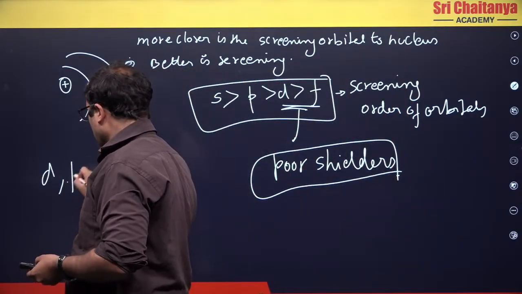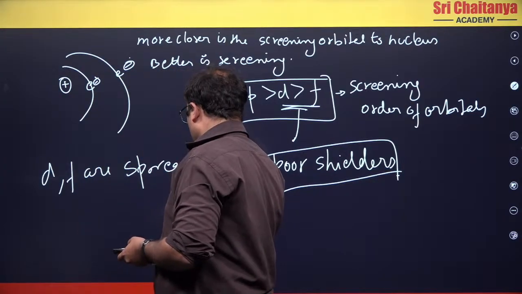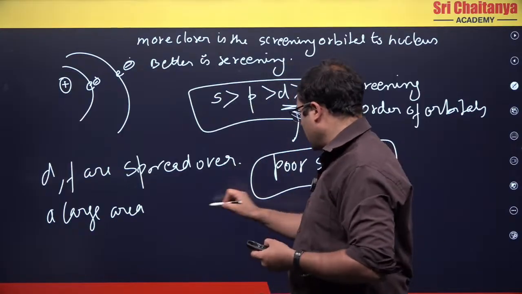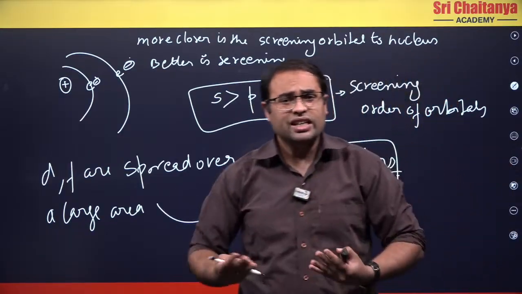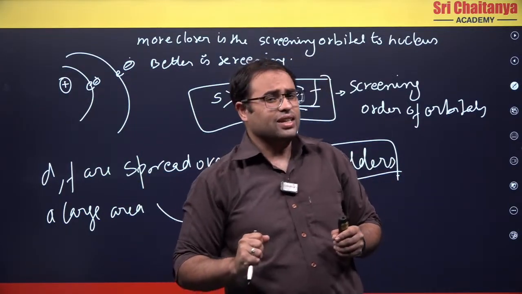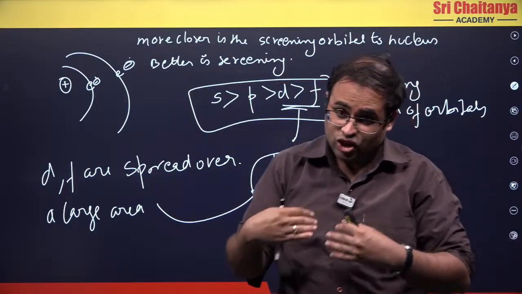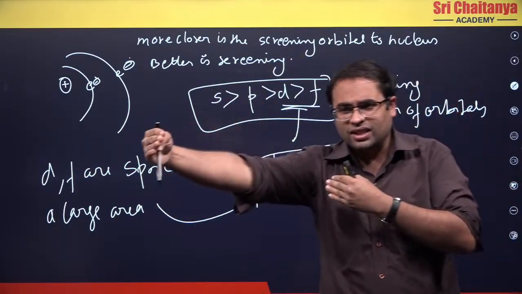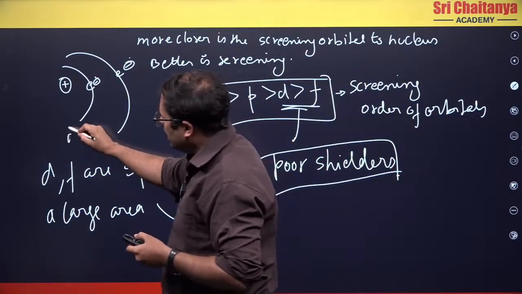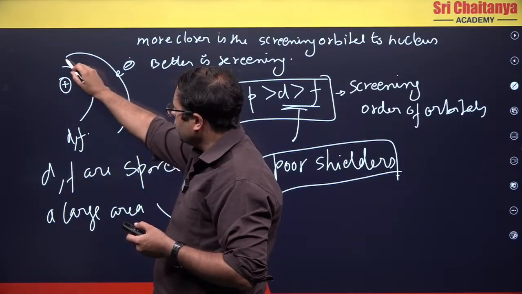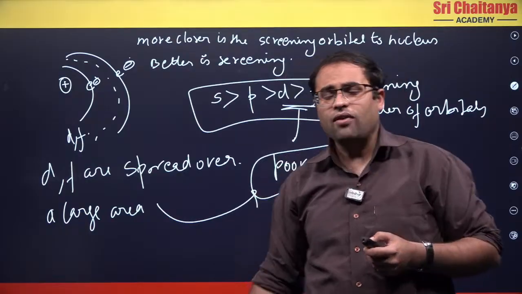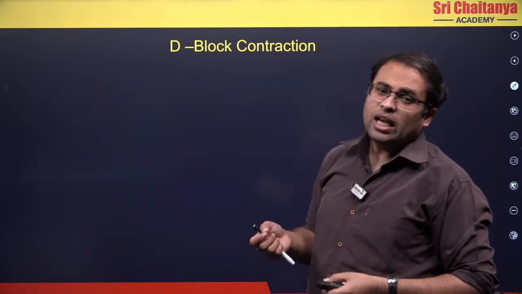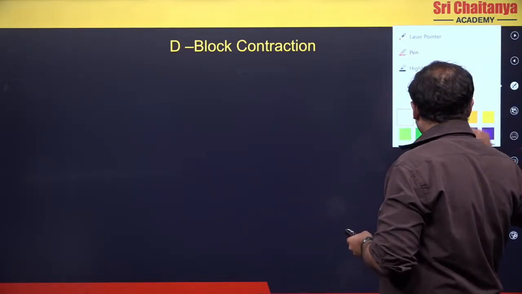That is the issue with d and f orbitals. d and f orbitals are spread over a large area, due to which they are poor shielders, right? So they will not shield the outermost electron from the nucleus's pull. Understand this? That is why if you have d and f orbitals as shielding electrons or shielding army, then the outer orbital will feel the full nucleus pull and the size will decrease. So if this inner one was d or f, then this size would have decreased. Because of this poor shielding of d orbitals, you get something called d block contraction. What is that? We'll see that.